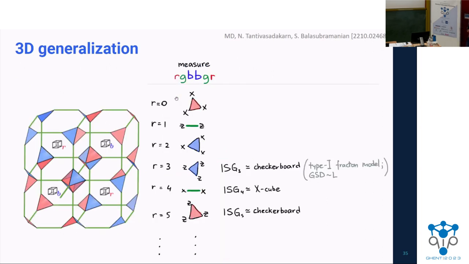This actually requires us to modify the protocol. First of all, our red and blue measurements will actually be 3-body. And our color sequence will also be modified to RGB BGR. This is to observe the proper commutation relations between these subsequent measurements. And after 4 rounds, this code generates a checkerboard model, which is a type 1 fractal model which has an extensive ground state degeneracy. And it continues to oscillate between different fractal models, which are either X-cube model or checkerboard model. There is also a subtlety here because, in fact, the ground state degeneracy of these two models is not the same. But nevertheless, we can transport most of the qubits without losing logical information.